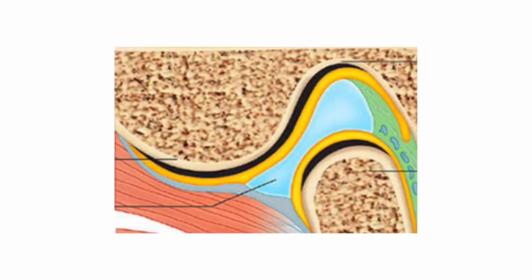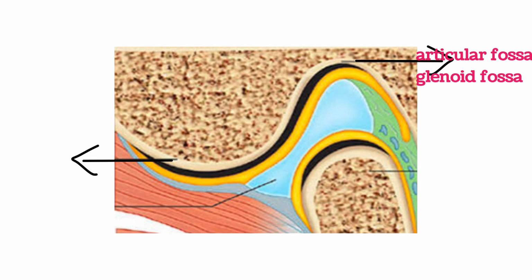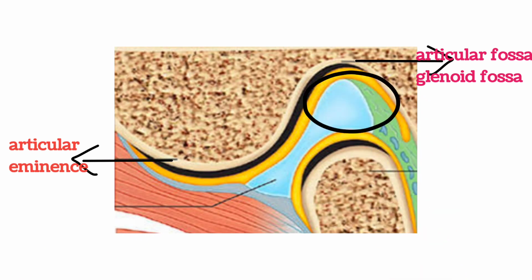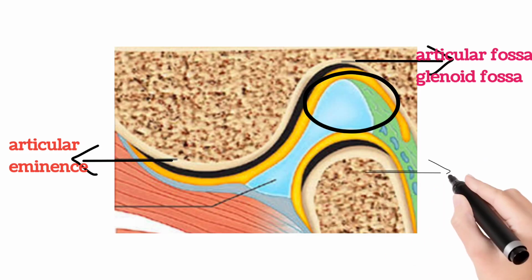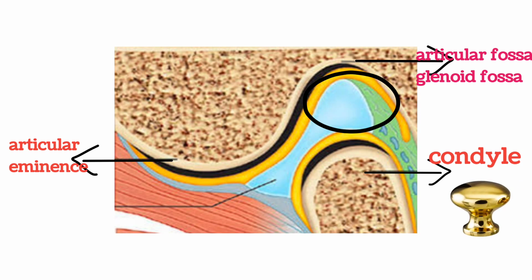The articular surface of the temporal bone consists of a concave posterior part called the articular fossa, and a convex anterior part called the articular eminence. The articular fossa is an ovoid depression in the temporal bone, anterior to the auditory canal. The condyle is the knob-like convex structure of the mandible.